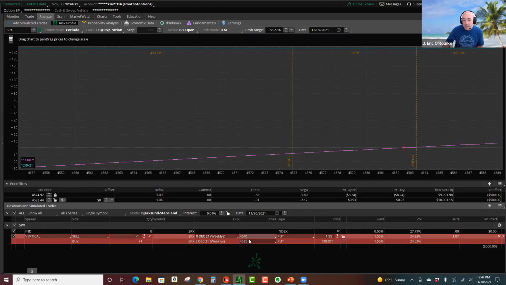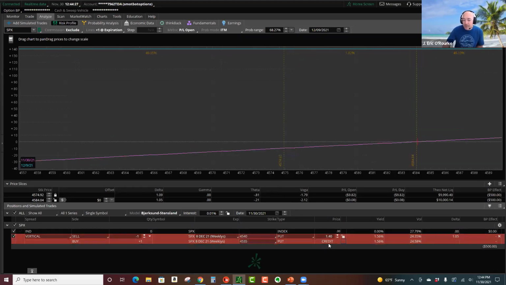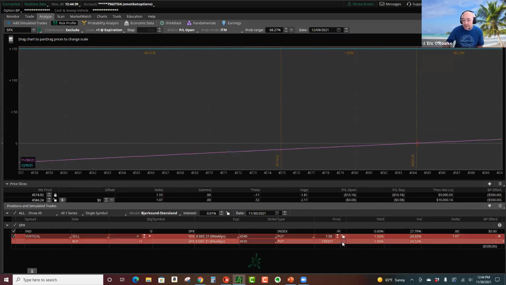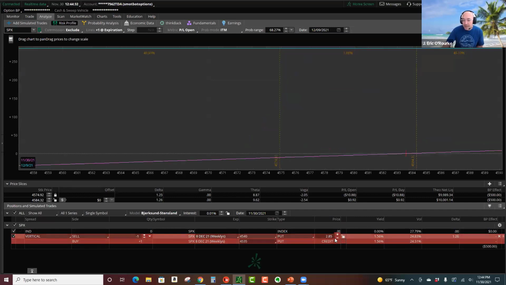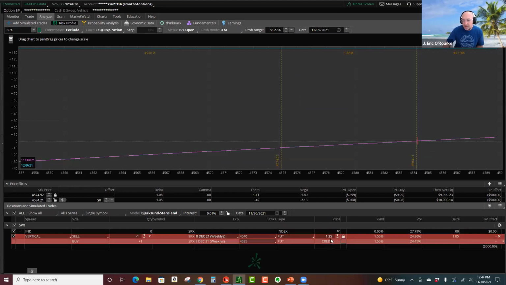Okay, so if we go a little bit farther out of the money, we're going to receive less credit, and the credit is kind of bouncing around. It's probably closer to 1.35, right?